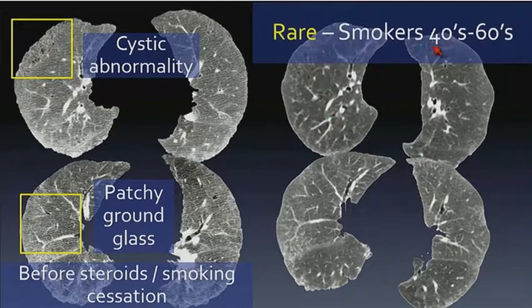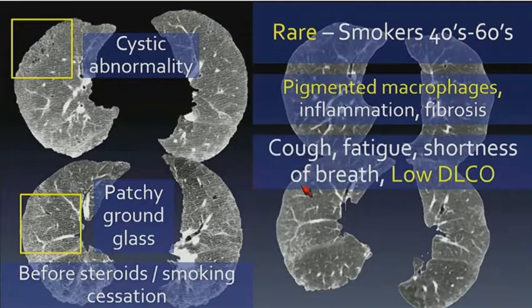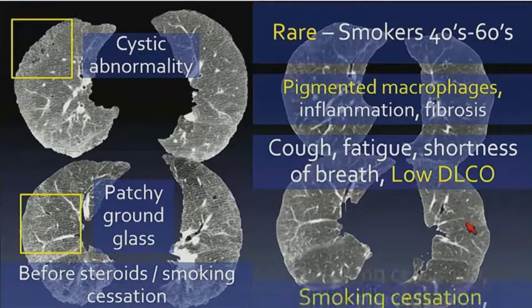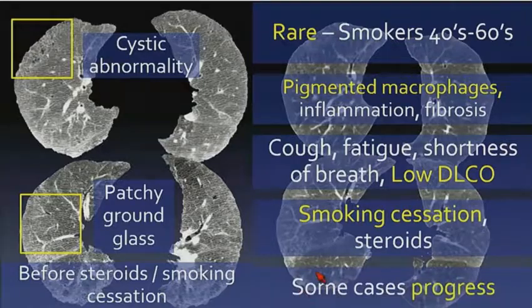It affects smokers in their 40s to 60s. It consists of pigmented macrophages with inflammation and fibrosis. Patients present with cough and shortness of breath and fatigue. Importantly, they present typically with a low DLCO. And smoking cessation and steroids, much like some other smoking-related conditions, are treatments. And in some cases, they can progress.